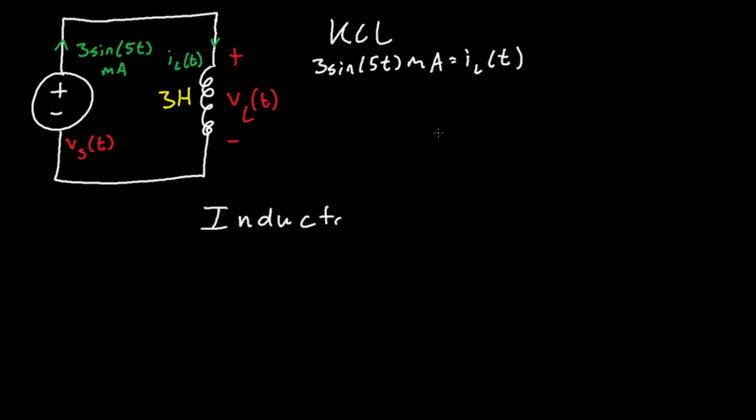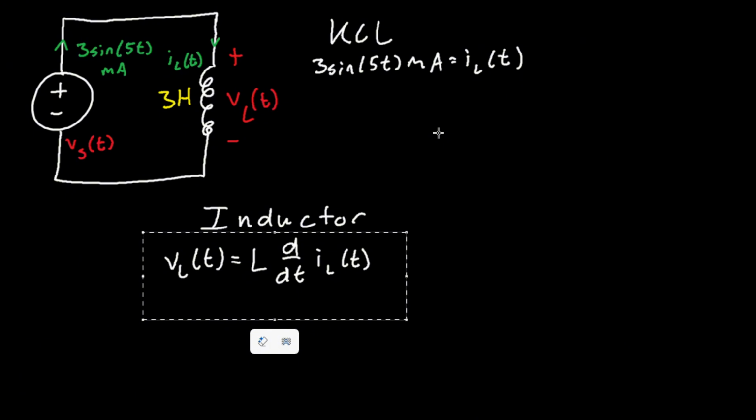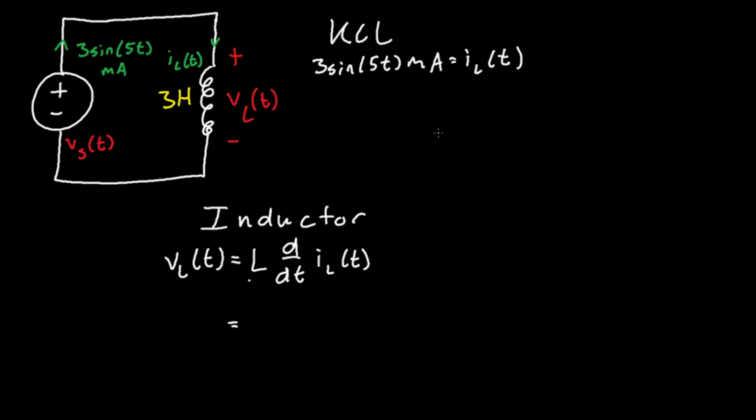So our inductor formula says that the voltage at an inductor is equal to the inductance times the derivative with respect to time of your current. So I should put VL of t here. So VL of t. Okay, this is the formula. So if we substitute everything in that we know, the inductance is 3 Henries.